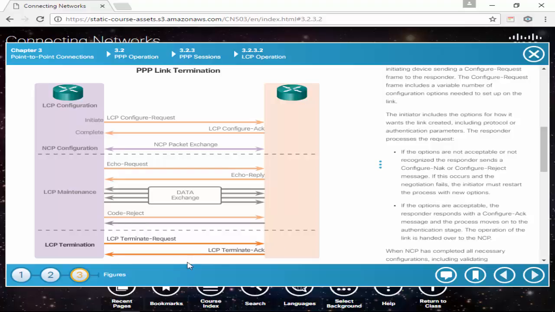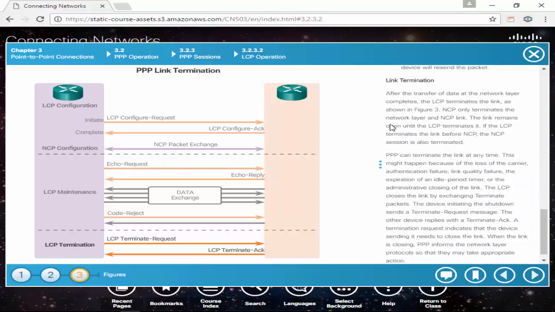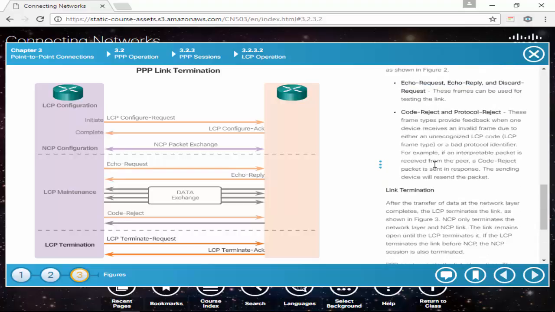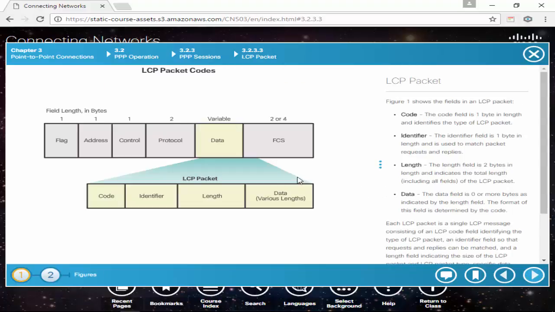Then if we want to terminate, it's just a two-way LCP terminate request. After the transfer of data, the network layer completes, and the LCP terminates the link as shown. NCP only terminates the network layer, and the link remains up until LCP terminates it. If LCP terminates the link before NCP, the NCP session is also terminated. I don't know where that's important, but hey, good stuff.